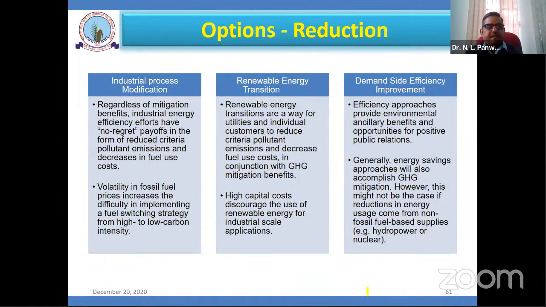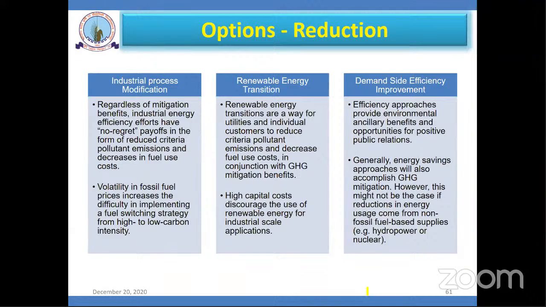And for the option of reduction, in industrial modification, no doubt we can discuss this regardless of the mitigation benefit. Efficiency has to be improved in the overall system, and more renewable energy incorporated. As far as renewable energy is concerned, the initial capital cost is much higher, which discourages the end user. But certainly the payback period of the whole system is very fruitful and fantastic. So that can be used in industrial application or industrial scale. And demand side efficiency can be improved.